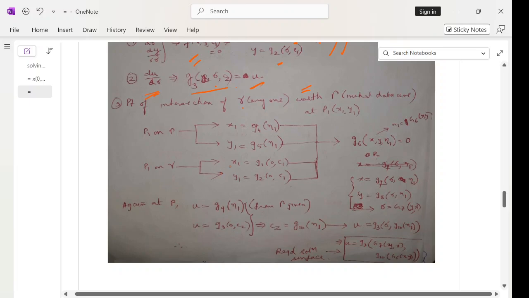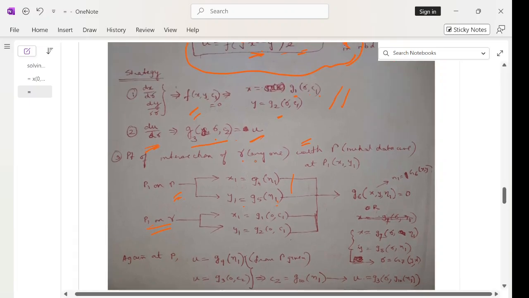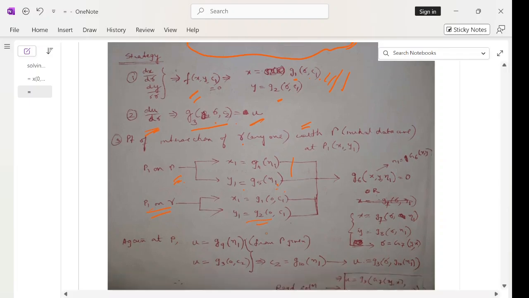Okay. So here, as P1 is on capital gamma, that is the initial data curve, I can write like this: x1 equal to some function of eta 1, y1 some function of eta 1. Eta 1 is some fixed value of eta. I am just using the symbol eta 1, as we have done in the sums also. And again, P1 is on small gamma. That means x1 is equal to g1, this form, where sigma I just put 0. So g1(0, c1) and y1 is g2(0, c1).